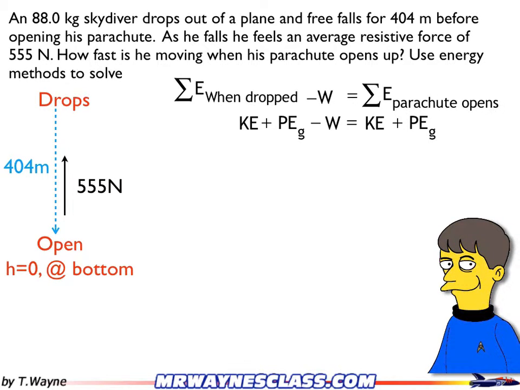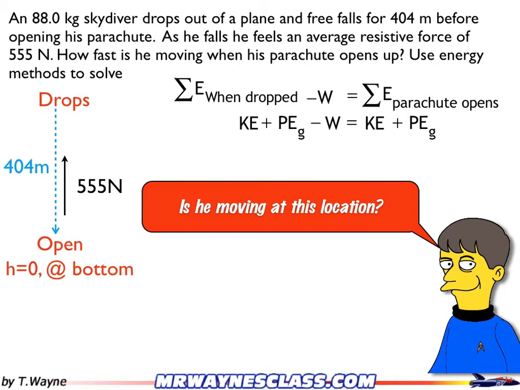Now I'm going to go through and figure out which ones I have by asking a couple questions. First, is he moving at this location? In other words, when he dropped at the top, is he moving at the top? And he's not, because it says he dropped. So that means initial velocity is 0, so that gets rid of the kinetic energy. Next question I'm going to ask is, is he above the other location? In other words, when I'm looking at the moment when he drops out of the airplane, is he above the other location when the parachute opens? And he is. So he has height above the other location, so he has potential energy due to gravity.